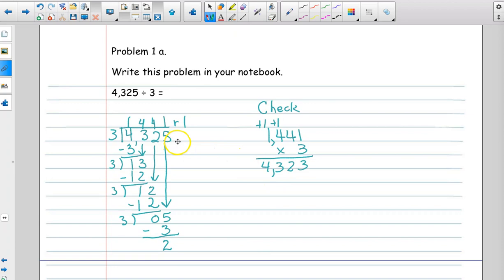Doesn't match. Am I skipping a step? Oh, my remainder is 2. I gotta add my remainder. Don't fall into that trap that I told you is so common people forget to do. Now it matches. Check, I got it right.